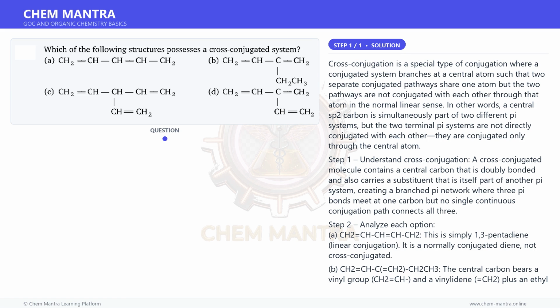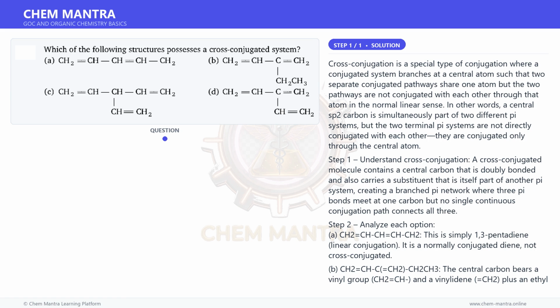Step 1. Understand cross-conjugation. A cross-conjugated molecule contains a central carbon that is doubly bonded and also carries a substituent that is itself part of another pi system, creating a branched pi network where three pi bonds meet at one carbon, but no single continuous conjugation path connects all three. Step 2. Analyze each option.